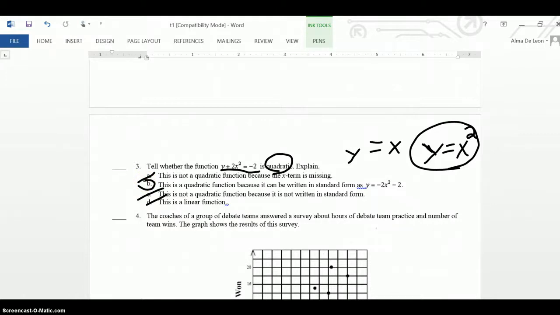This is a quadratic function because it can be written in the standard form as y equals -2x squared minus 2. And it's true. If we want to move that plus 2x squared to the other side of the equation, all we would have to do is subtract 2x squared on both sides, and we would get y equals -2x squared minus 2.